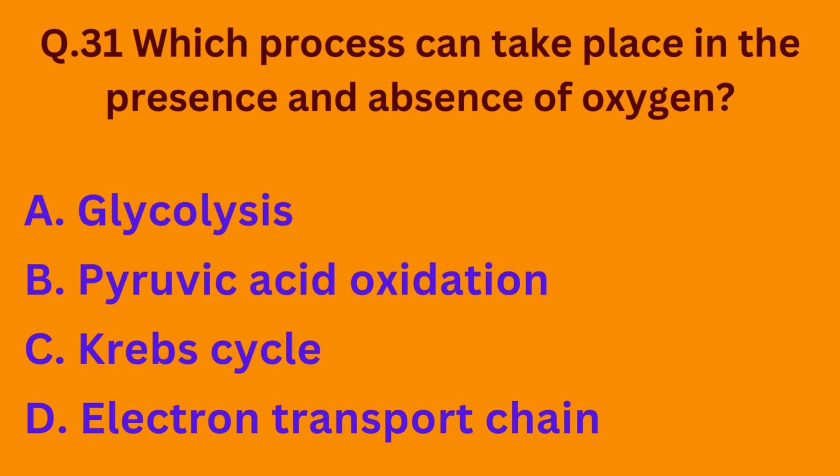Next question is, which process can take place in the presence and absence of oxygen? Option A glycolysis, option B pyruvic acid oxidation, option C Krebs cycle, option D electron transport chain. So the correct option is option A, glycolysis.